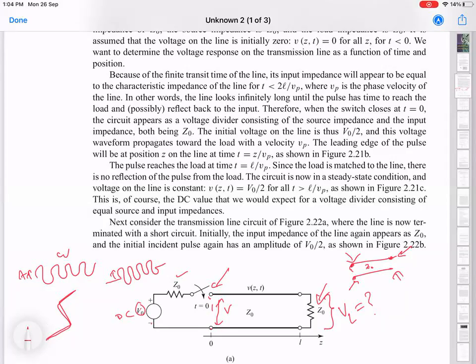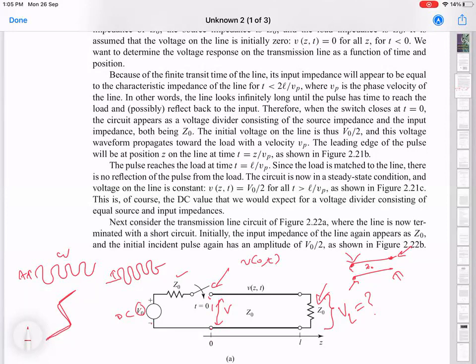Yeah. V0 minus V(z,t) by V0 minus V(z,t). What is V(z,t)? Small t. Oh, no. So this V(z,t) is just saying what the voltage is at any point in this line. So this is z equal to 0. What I'm asking you is what does V of 0 as a function of t look like?